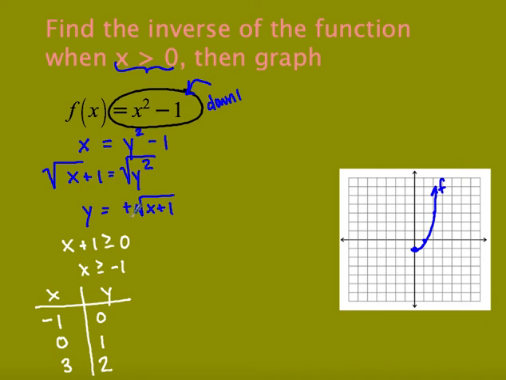Now I'm going to go ahead and graph the inverse, which is the square root of x plus 1. So that's going to give me up here -1, 0, 0, 1, 3, 2. And that's going to give me my inverse. And my graph is going to go right through there. And that's going to conclude my lesson.